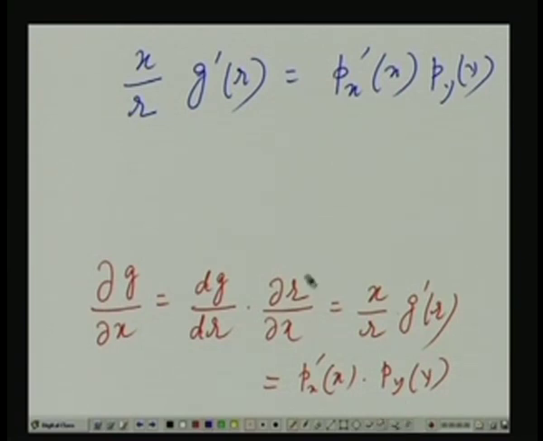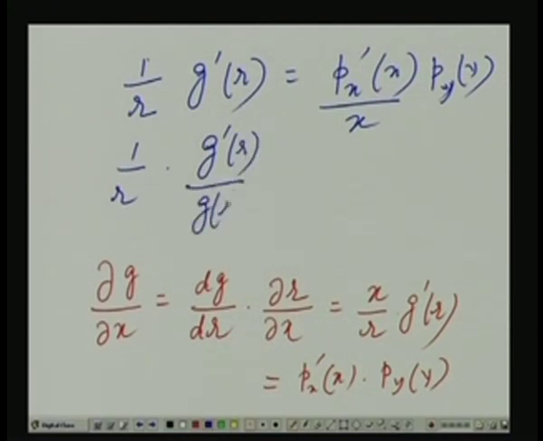Or for that matter, you can put a 1 here and bring x here. Divide both sides by g(r). So, this becomes 1 by r, and what is g(r)? g(r) is p_x(x) multiplied by p_y(y). So, p_y(y) will cancel. So, this side becomes 1 by x.